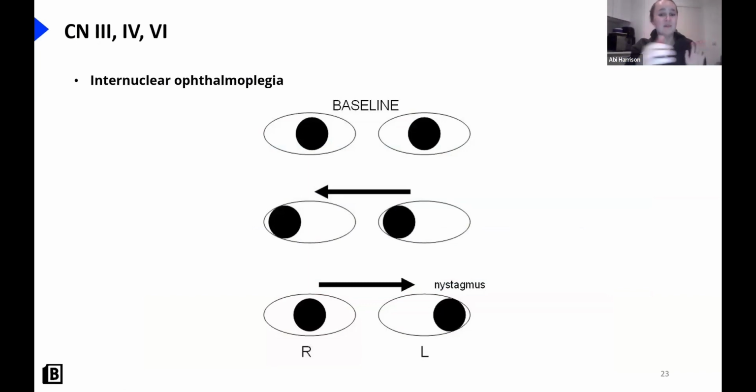So here, if the patient was facing you, the patient would be able to look right normally. If you ask the patient to look left, they'll be able to fully abduct their left eye like normal. So their lateral rectus will be working in that eye. But they won't be able to adduct, so move their right eye nasally in conjunction with that left eye movement. And we normally do that so we can shift our visual field to focus on something more laterally.